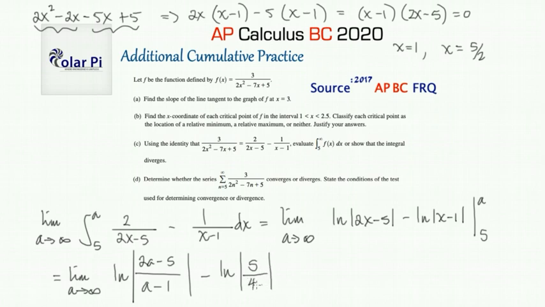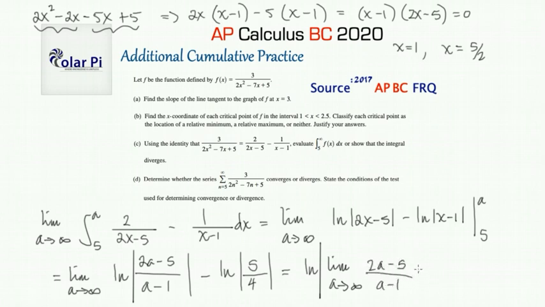Now, as a goes to infinity, we could write this using a used but really important limit law, which is that we can take the limit inside of the ln. This is very formal, you don't have to do this, but if we write it, it's going to be 2a minus 5 over a minus 1.